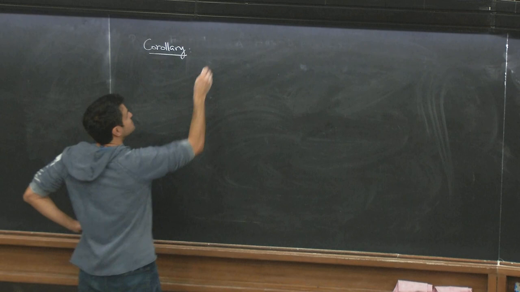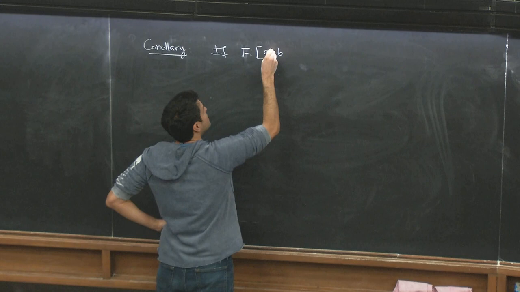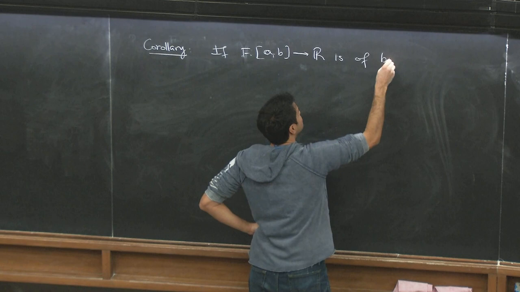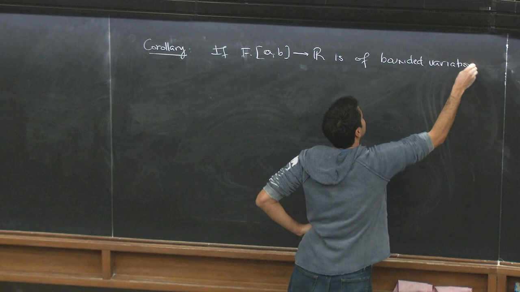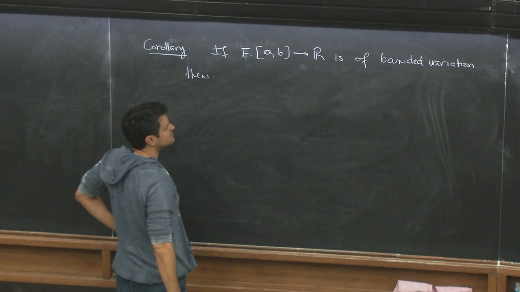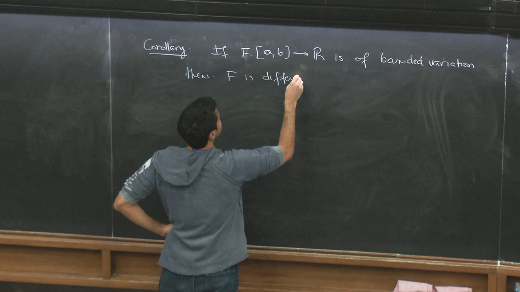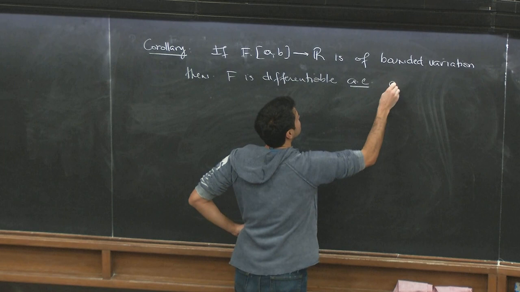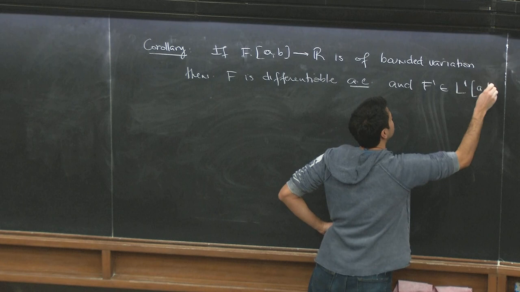So the corollary is that if f is a function from a to b, taking values on R, of bounded variation, then f is differentiable almost everywhere, and the derivative belongs to L1 of the interval. The derivative is integrable, okay?